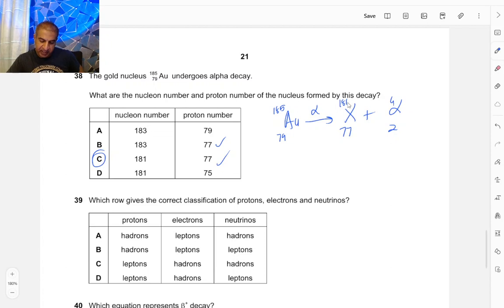Which row gives the correct classification of protons, neutrons, and neutrinos? Protons are the hadrons. That is correct. Actually, these are the baryons, and baryons are hadrons. Electrons are the leptons. That is correct. And neutrinos are also leptons, so B is the correct answer.